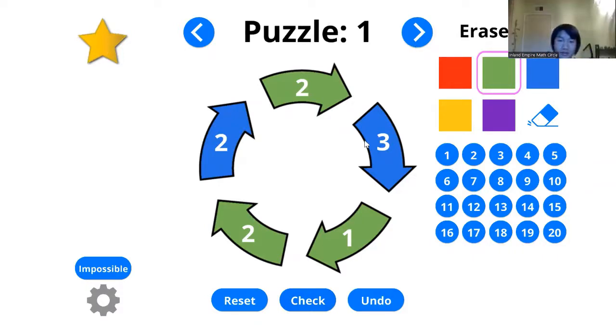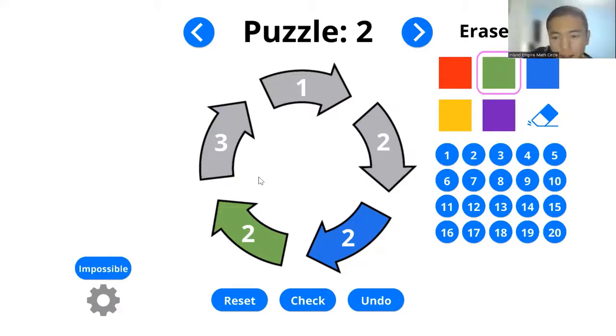The first few are all pretty easy. So remember, we have to make sure that all the arrows that each color will land on has to be the same. So the green one can only land on green arrows, and the blue one can only land on blue arrows. So now they already have the numbers filled in, so you just have to fill in the colors. Do you guys have a guess for this?